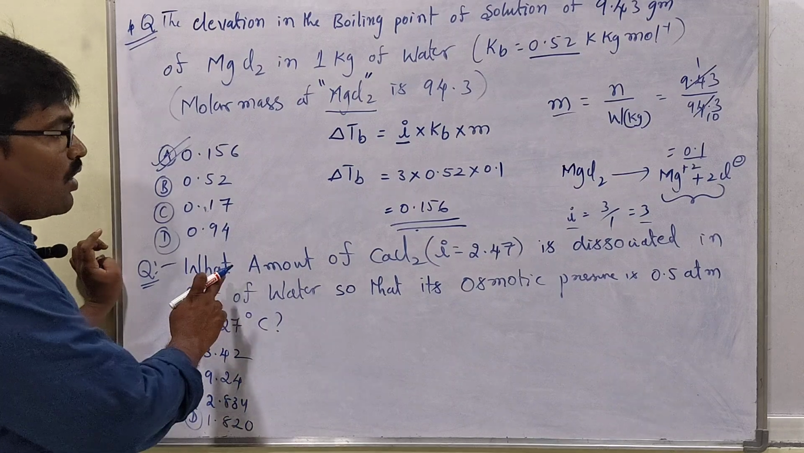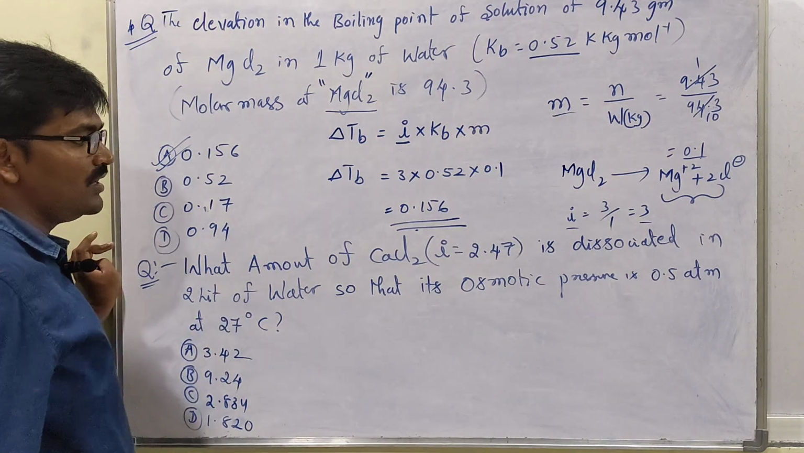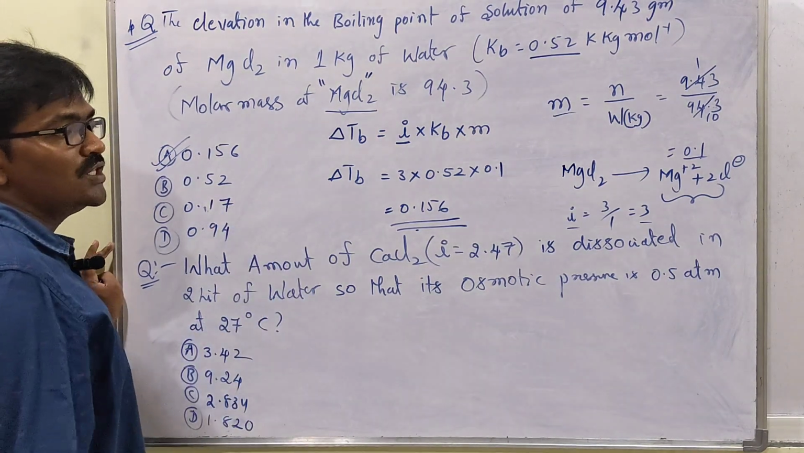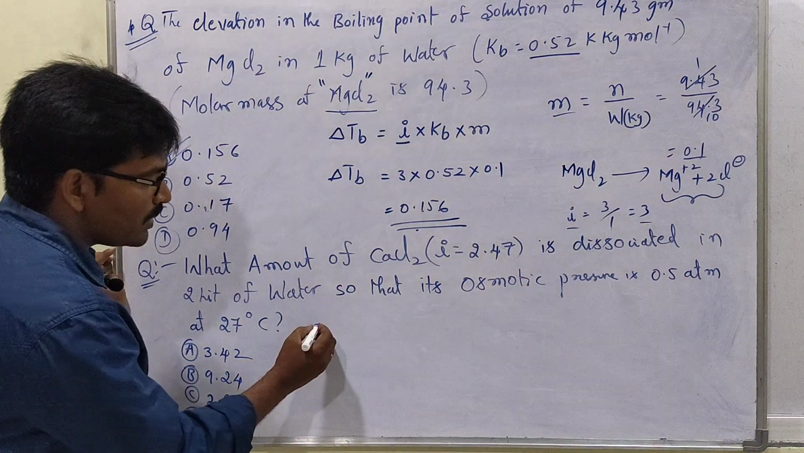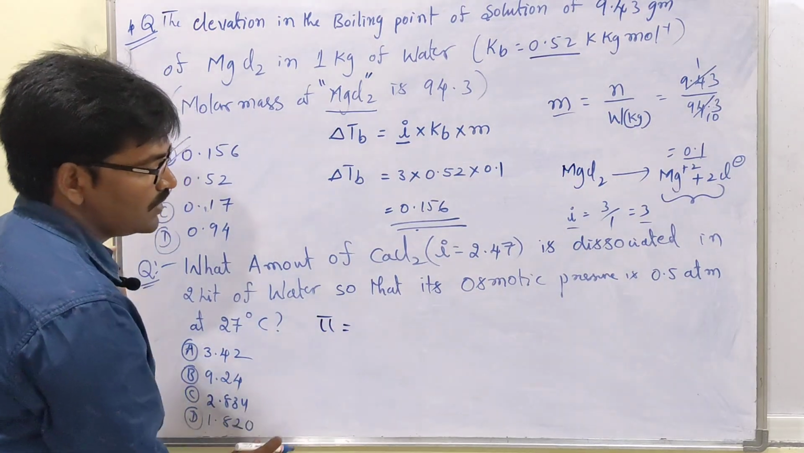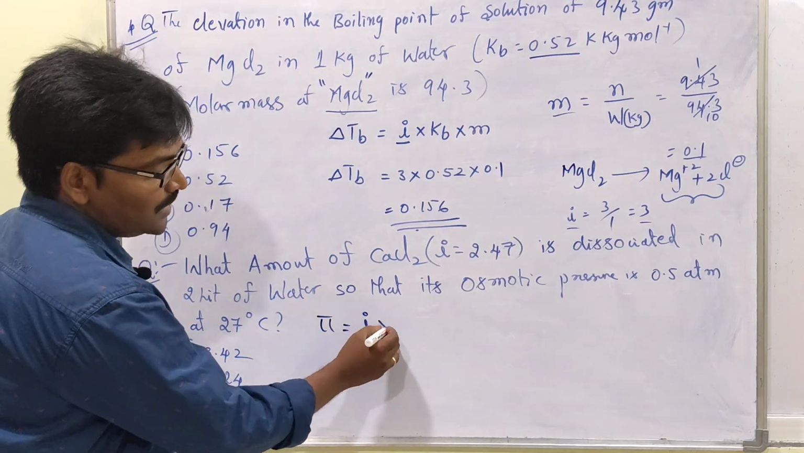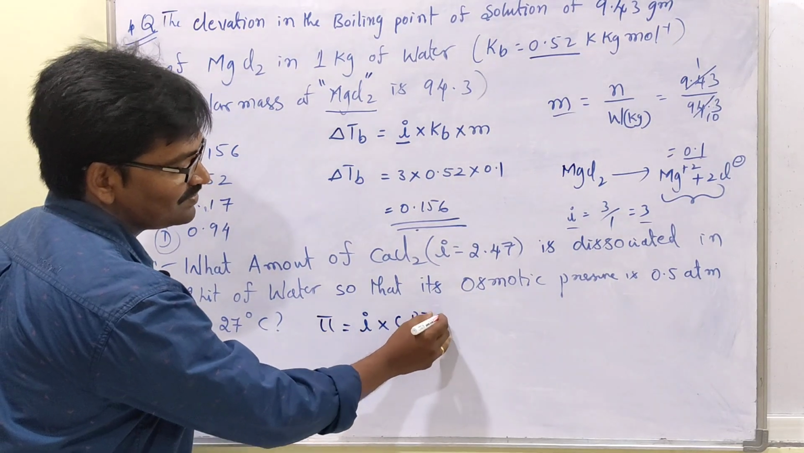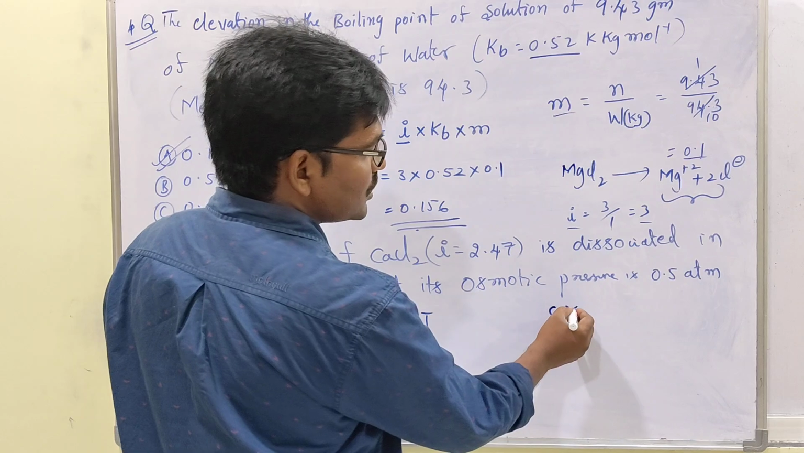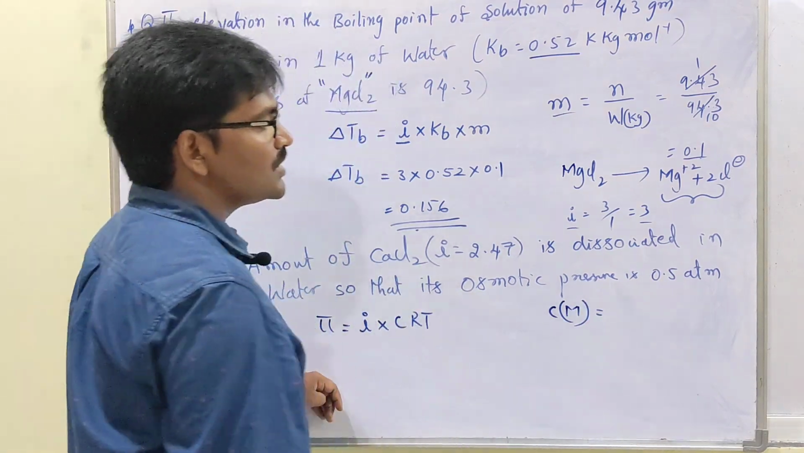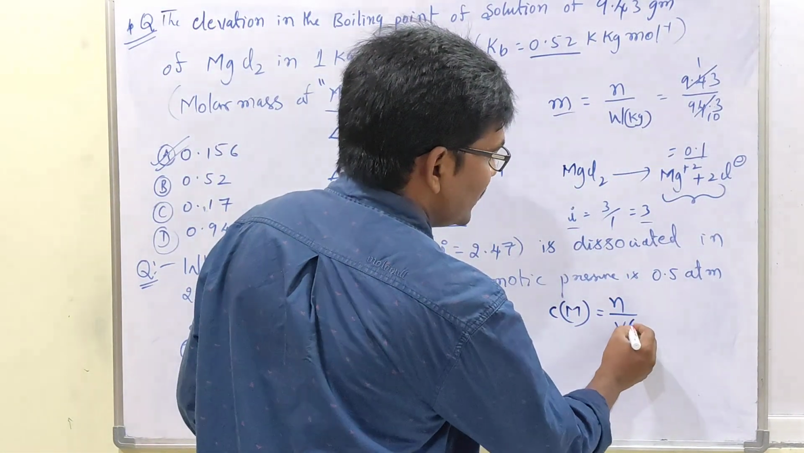Okay, look at this: what amount of CaCl2 is dissociated in 2 liters of water so that its osmotic pressure is 0.5 atmospheres at 27 degrees Celsius? What is the formula for osmotic pressure? The Van't Hoff factor will definitely be given. So pi equals i into C into RT. What is C here? C is molarity. How do we use molarity? Number of moles divided by volume in liters.